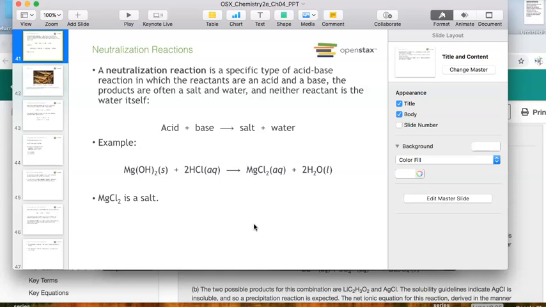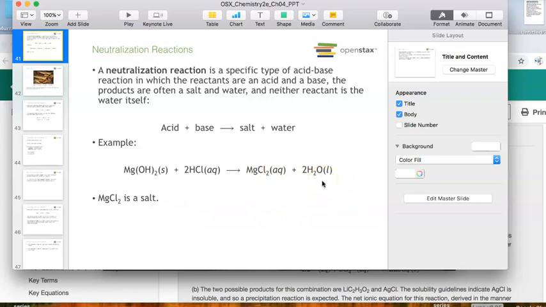We have an example of magnesium hydroxide reacting with hydrochloric acid. And so you get magnesium chloride and water. Magnesium chloride is a salt, and the pH of this is going to be roughly 7.